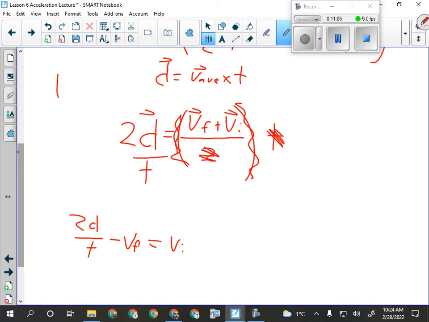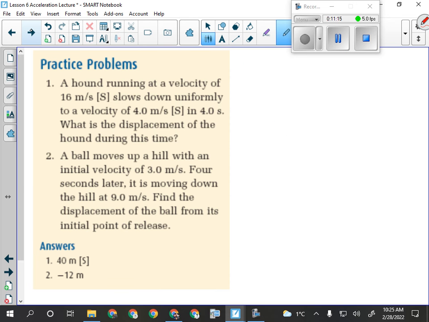Just that bracket throws everybody. When you see that bracket, you think, oh, brackets mean I can't do anything. No, they don't. Brackets just mean you've got to do things in a certain order. Okay, try those two. They both involve that formula. All right, so for number 1, it says we've got a hound running at a velocity of 16 meters per second south. So that's our VI, 16 meters per second south. And that's velocity. Okay, slows down uniformly, keyword, to a velocity of 4 meters per second south.